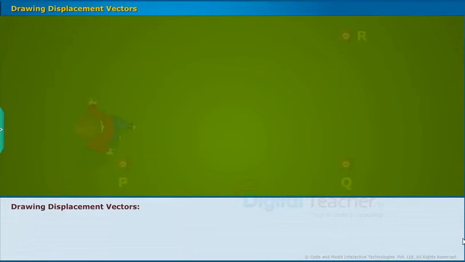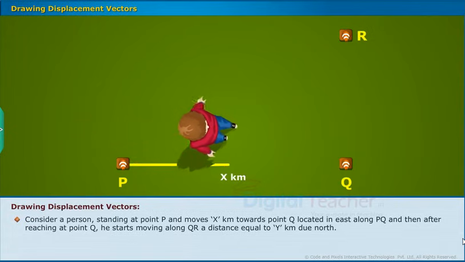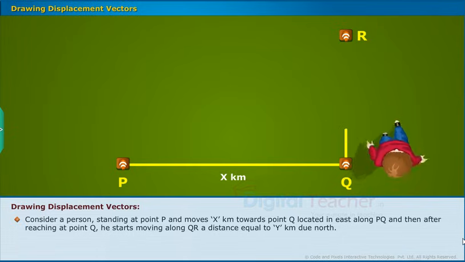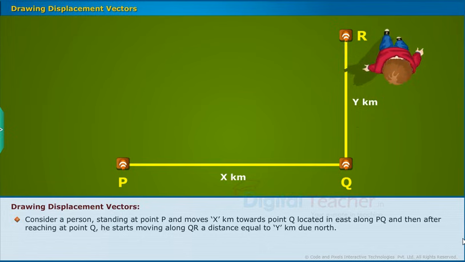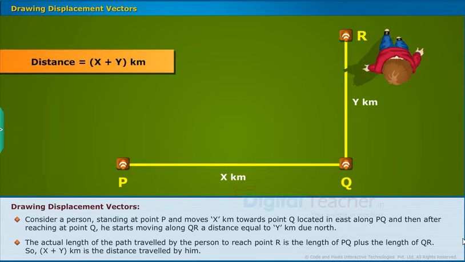Drawing displacement vectors. Consider a person standing at point P and moves x kilometers towards point Q located in east along PQ, and then after reaching point Q, he starts moving along QR a distance equal to y kilometers due north. The actual length of the path travelled by the person to reach point R is the length of PQ plus the length of QR. So, x plus y kilometers is the distance travelled by him.